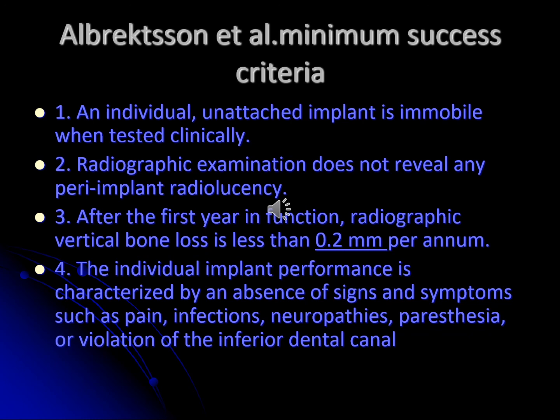3. After the first year in function, radiographic vertical bone loss is less than 0.2 millimeter per year. That means after we put the final crown, we can accept only 0.2 millimeter vertical bone loss per year. But more than 0.2 millimeter per year of bone loss is not acceptable and doesn't mean that it is a successful implant. 4. The individual implant performance is characterized by absence of any signs and symptoms such as pain, infections, neuropathies, paresthesia, or violation of the inferior dental canal.